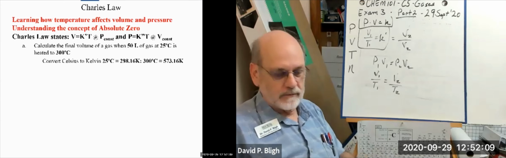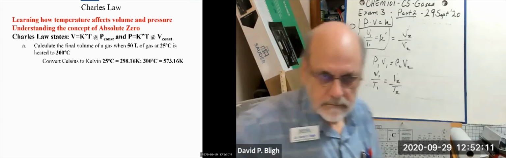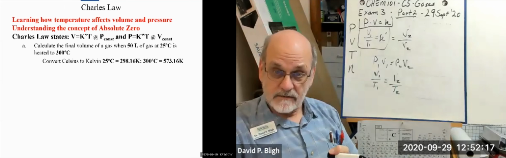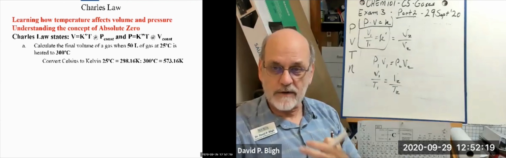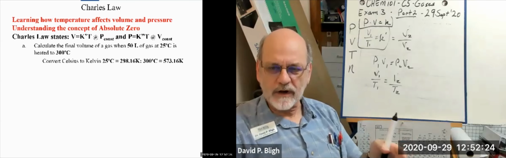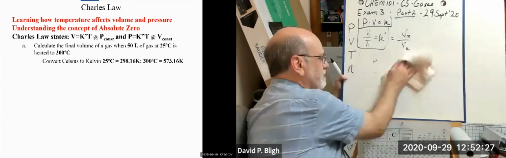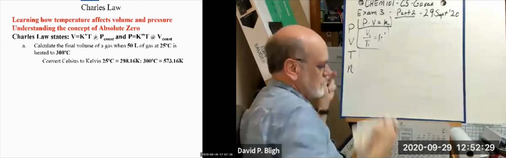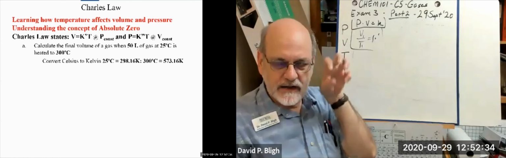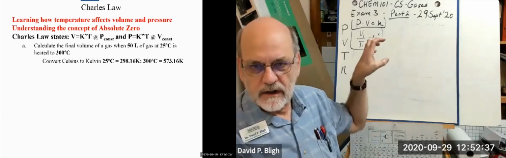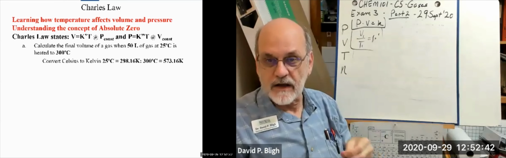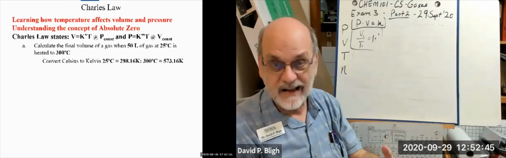Okay, so here's an example. The problem says calculate the final volume of a gas when 50 liters of gas at 25 degrees centigrade is heated to 300 degrees centigrade. So what are the before conditions? When I'm presented with a word problem like that, I like to extract the information and put it on the board in a recognizable form. So if there are variables involved, I say which variable is equal to which value.